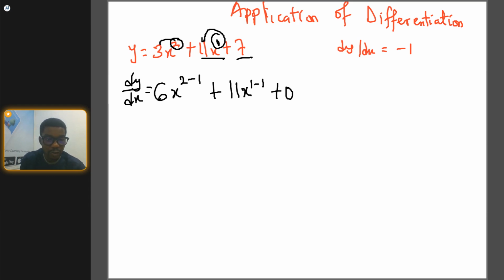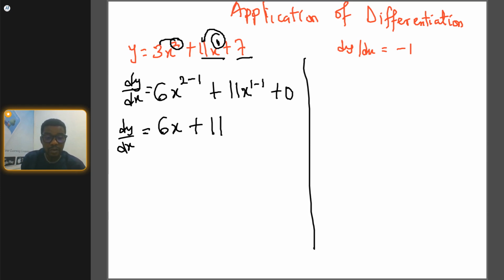All right. So with that, we are going to have 6x. After subtracting 1 from the power, we have 6x, and 1 minus 1 is 0. X raised to the power 0 is 1. So we have 11. The dy/dx is equal to 6x plus 11. We'll go ahead to substitute this value into this solution.